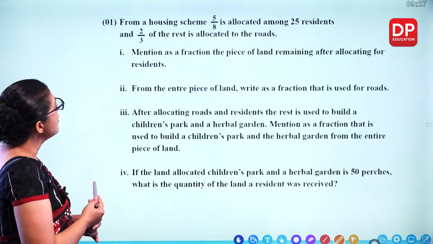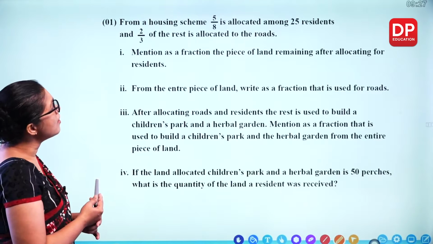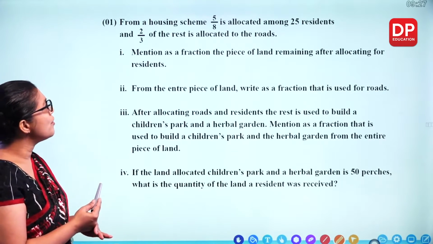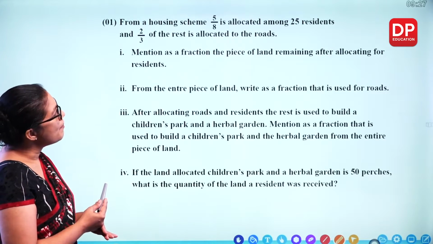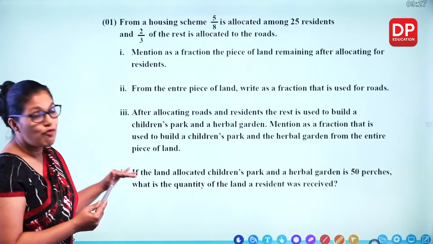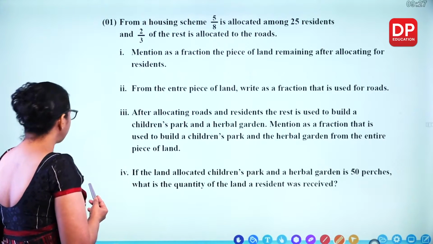Question number 1. From a housing scheme, 5/8 is allocated among 25 residents and 2/3 of the rest is allocated to the roads. Mention as a fraction the piece of land remaining after allocating for residents. So likewise, you get 4 parts. So we'll do separately each part.